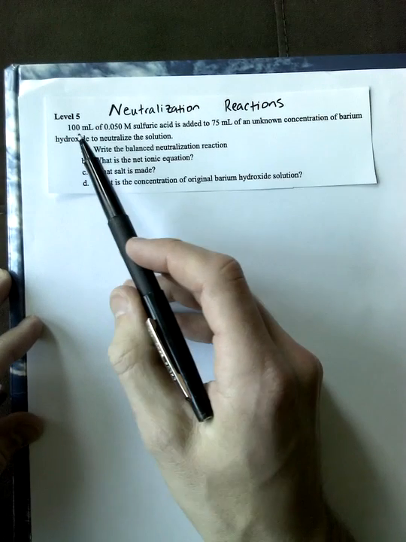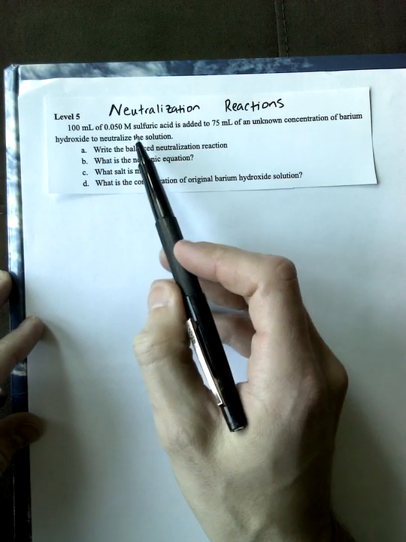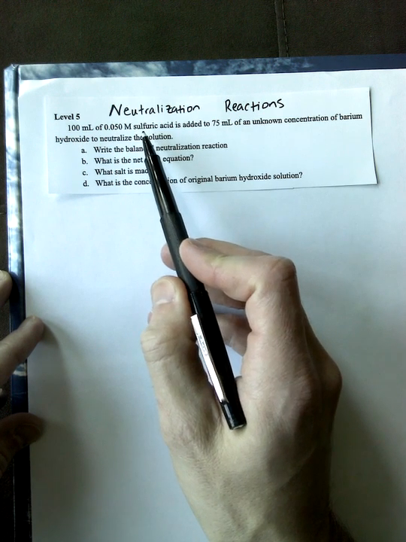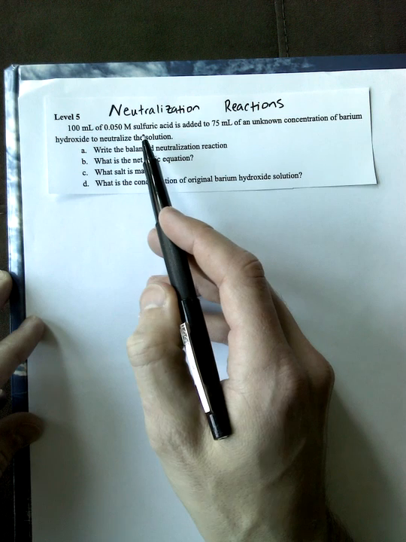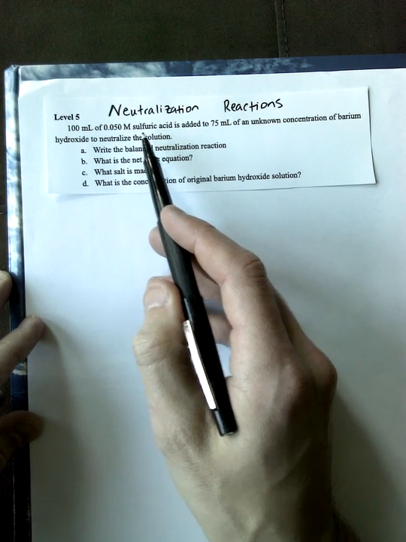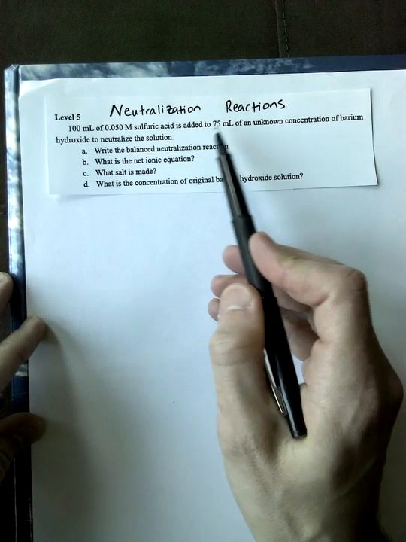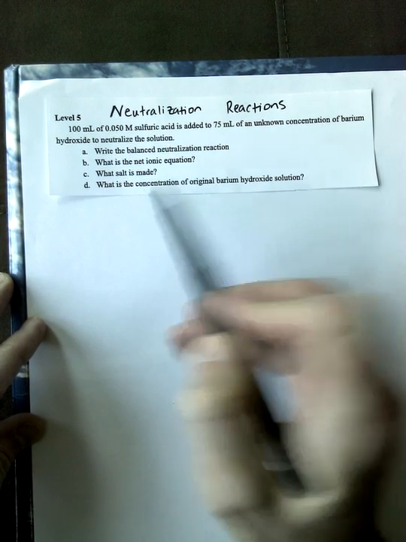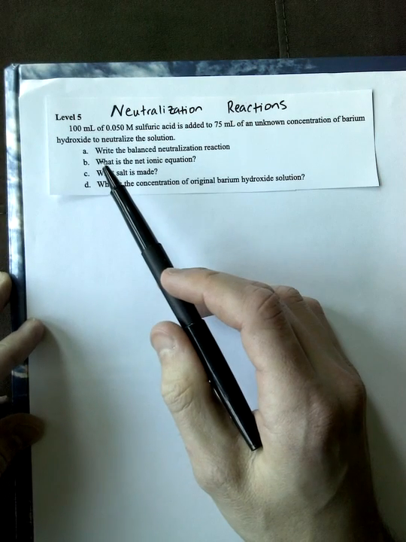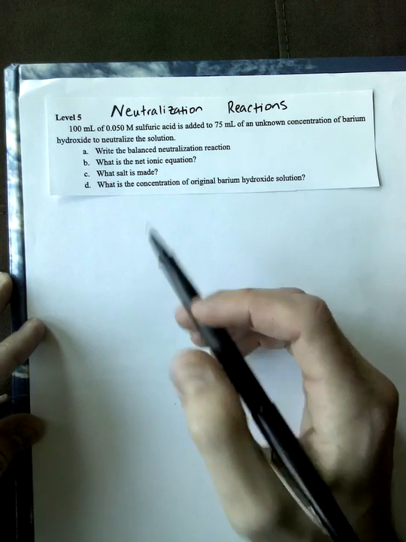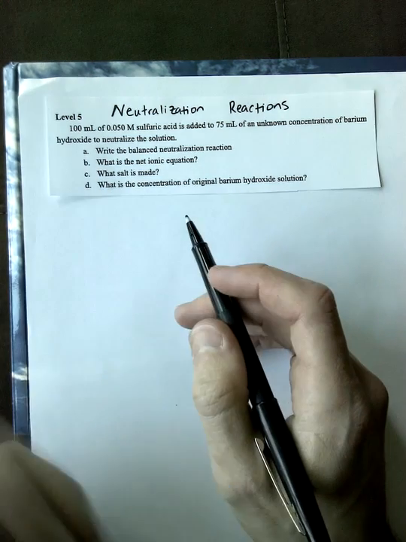It says 100 mL of 0.05 M sulfuric acid. When you read that, guys, you've got to know that that is a strong acid, and you should know the formula at this point. Sulfuric acid is H2SO4. That's one of the 6 you need to know for strong acids. So that's added to 75 mL of an unknown concentration, which is something we're going to solve for in part D, of barium hydroxide. And again, when you read those words, barium hydroxide, you've got to know that that is one of the 7 strong bases. So really, this is a strong acid, strong base reaction, and we'll talk about the pieces of that.